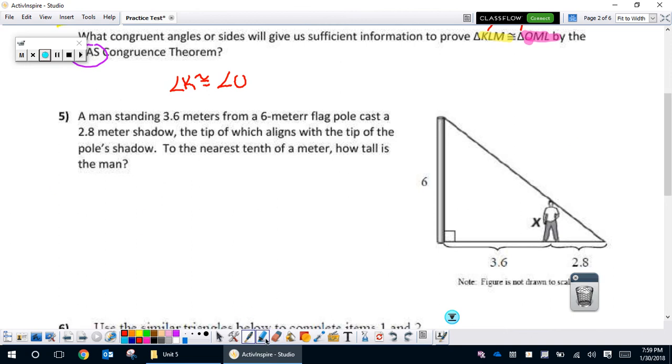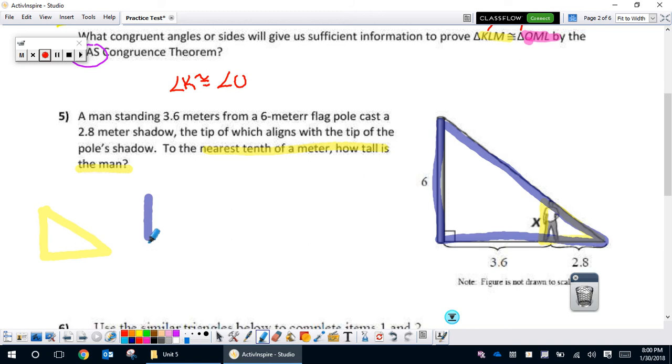Number 5: a man standing 3.6 meters from a 6-meter flagpole casts a 2.8 meter shadow. How tall is the man, to the nearest tenth? You're going to need to watch how I round. I would make a man and his triangle, and then I would make the pole and the pole's triangle. This is a similar triangle question, so we're going to need to set up a proportion.